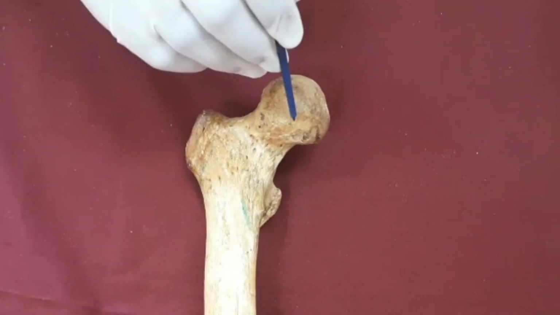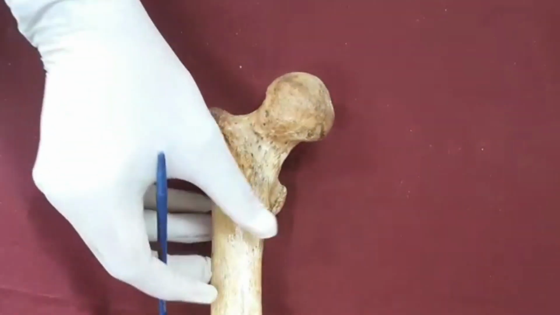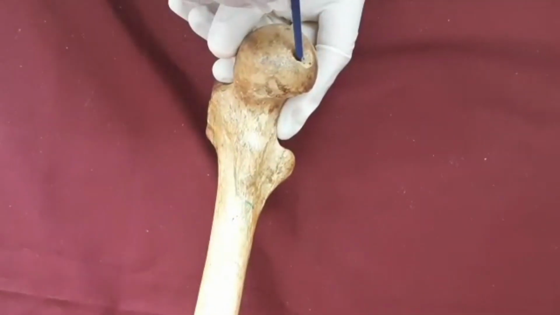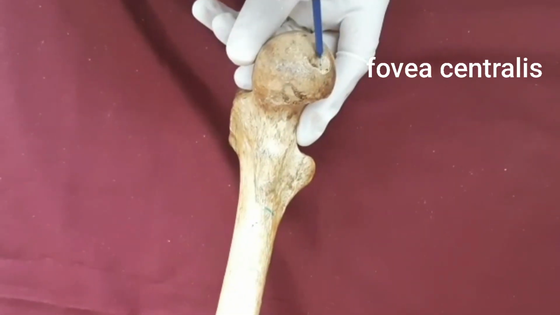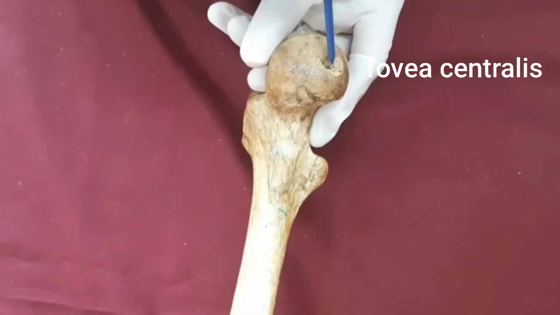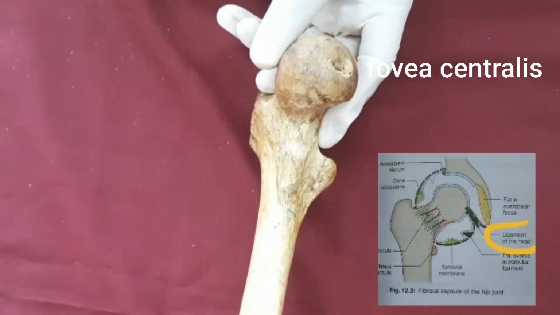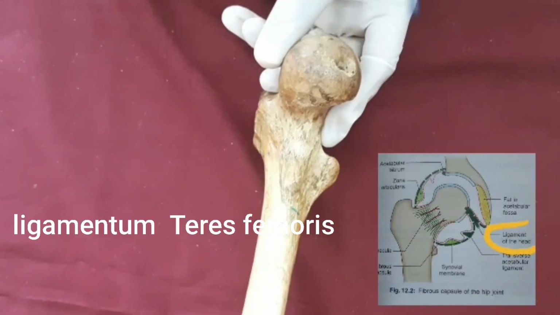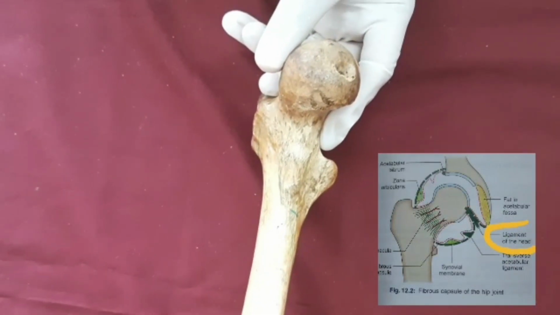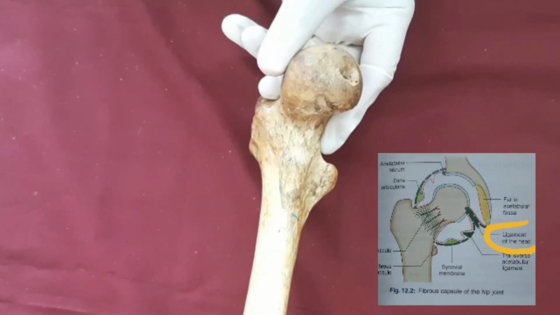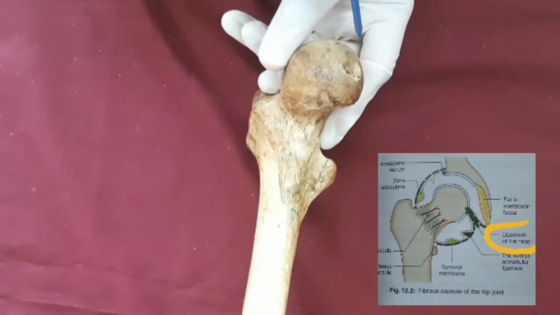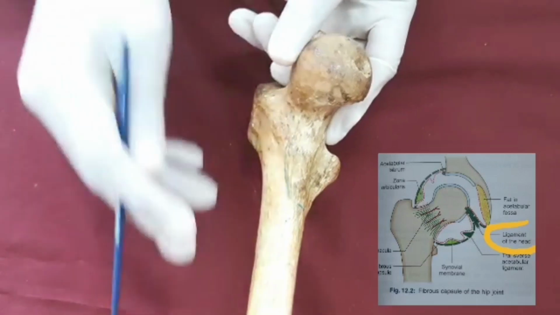In the upper end, over the head of the femur, we have the fovea centralis. This is the fovea centralis, over which there will be attachment of the ligamentum teres femoris. The other end of the ligament is attached to the transverse acetabular ligament. It is triangular in shape.